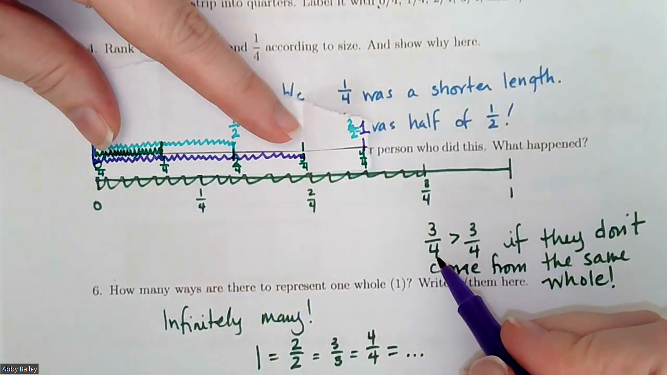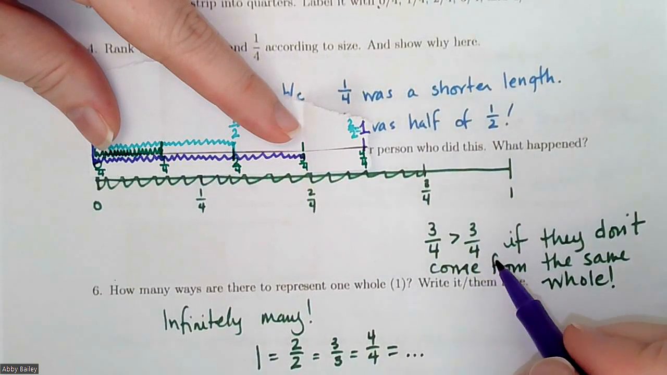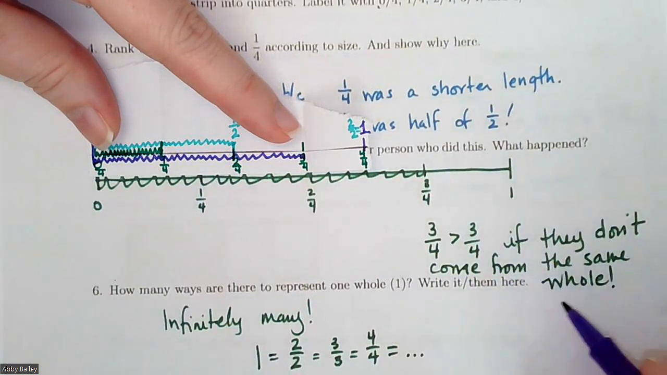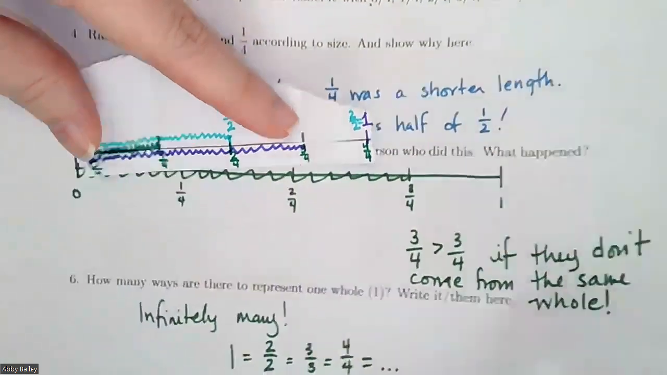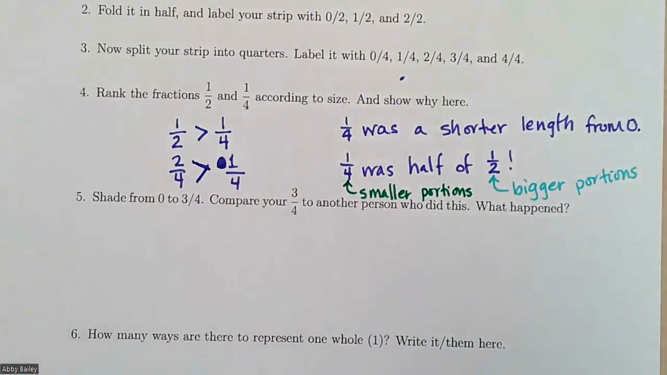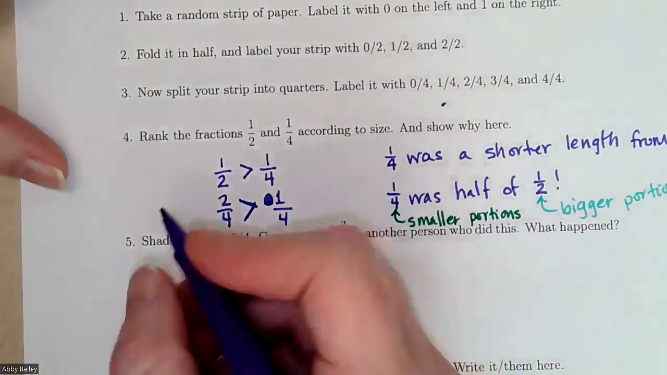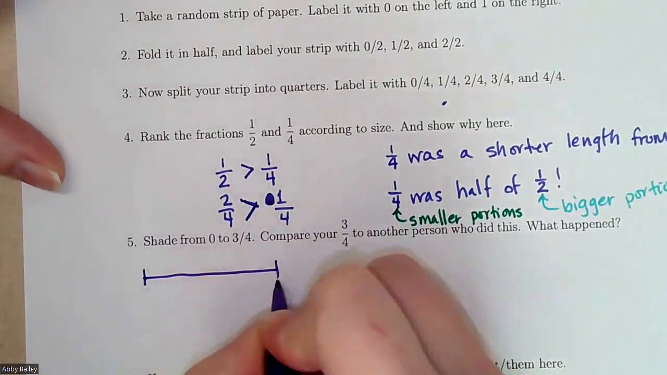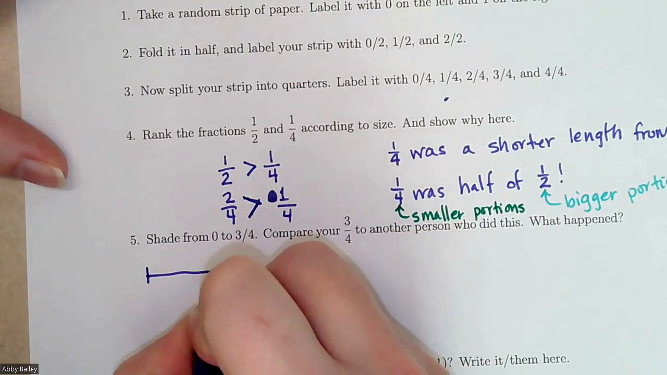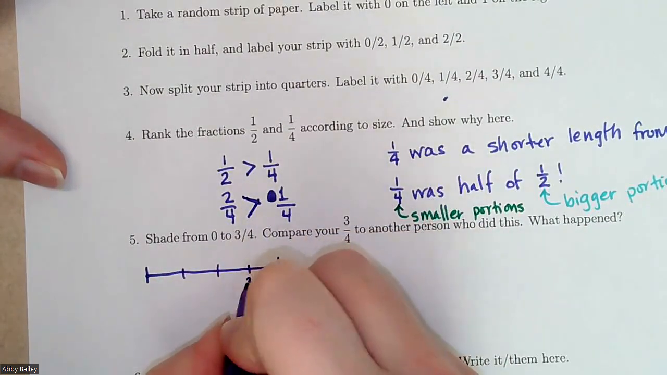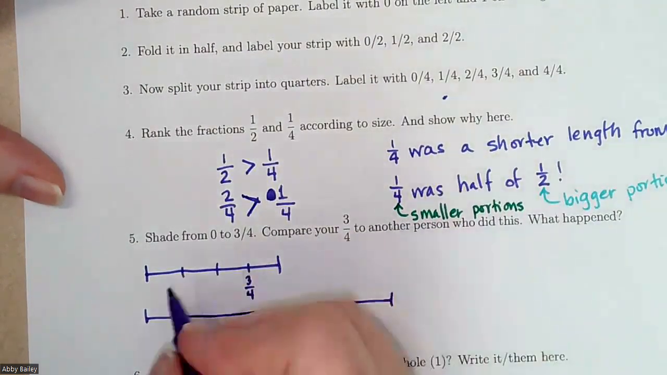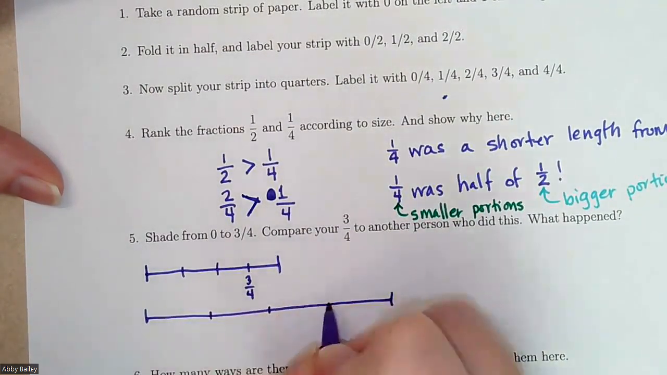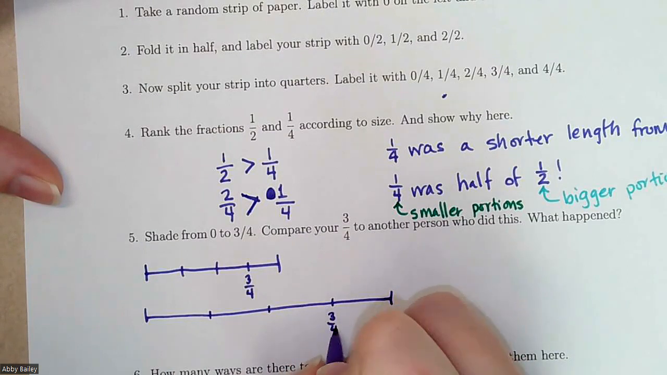So if you ever see something like 3/4 being bigger than 3/4, it must mean that they did not come from the same whole. Let's write that down. Okay, so if I'm going to do a comparison, quick sketch, half, quarter, quarter, 3/4. Okay, about half, right? 3/4.